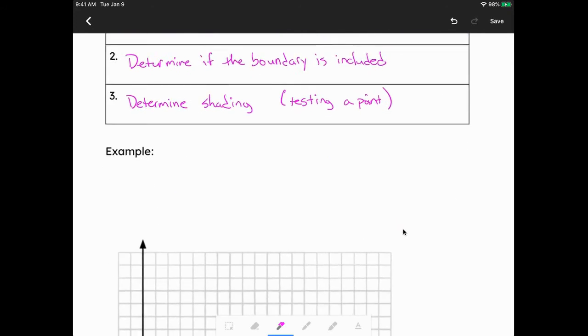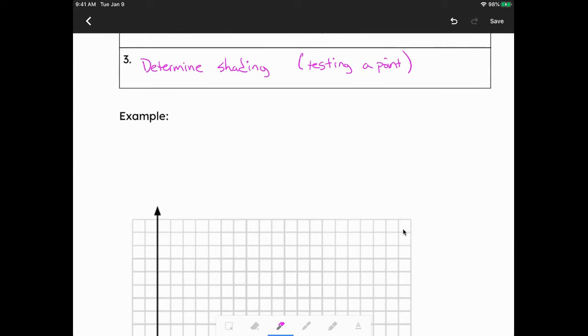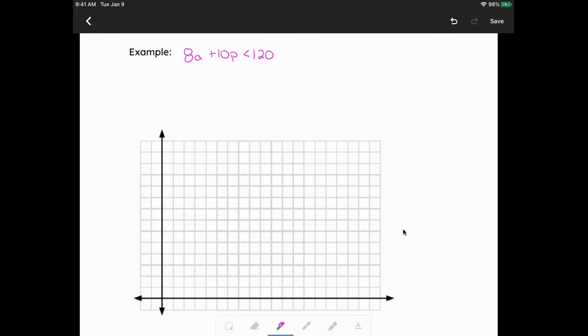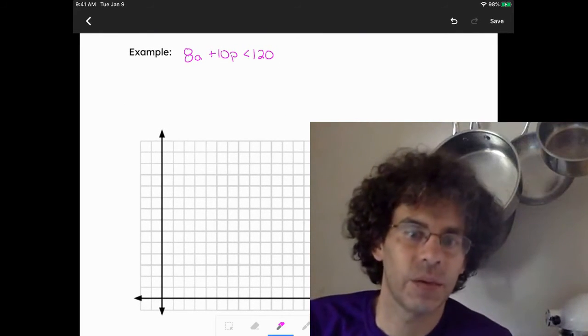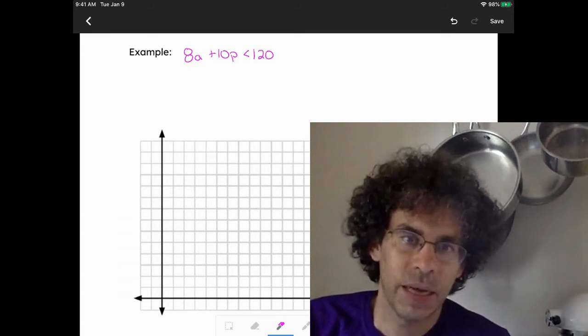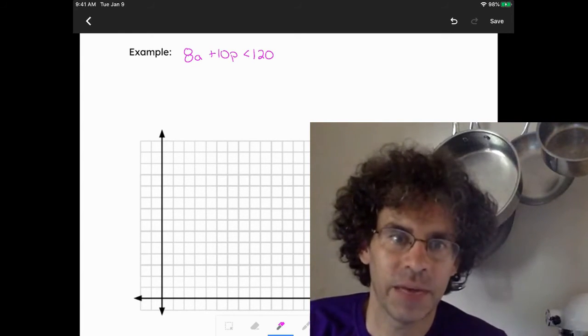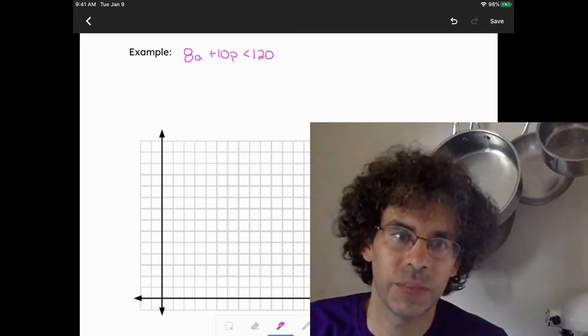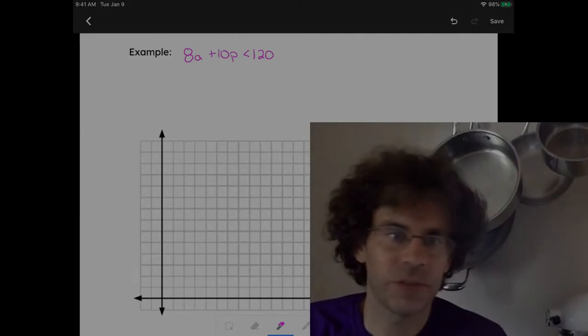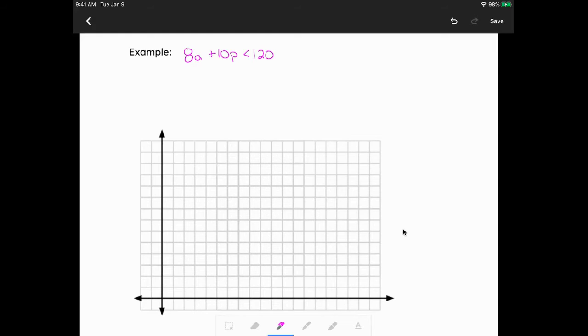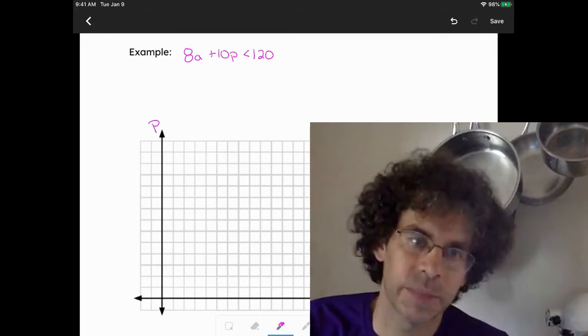All right, so let's look at an example. And the example that I have for us to start with here is 8a plus 10p is less than 120. It doesn't matter mathematically whether a is on the horizontal or vertical axis, but just so that we're consistent, I'm going to have us as a class use a convention that we're always going to put the variable that shows up first in the alphabet on the horizontal axis. So I'm going to put a on this axis and p on this axis.